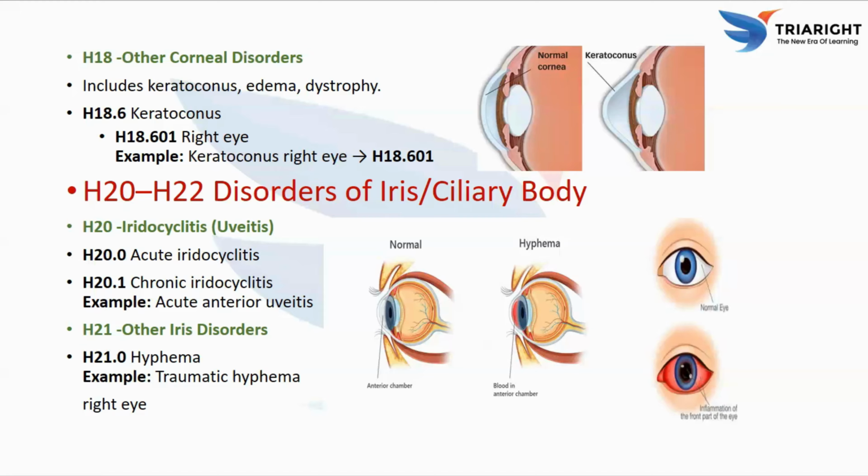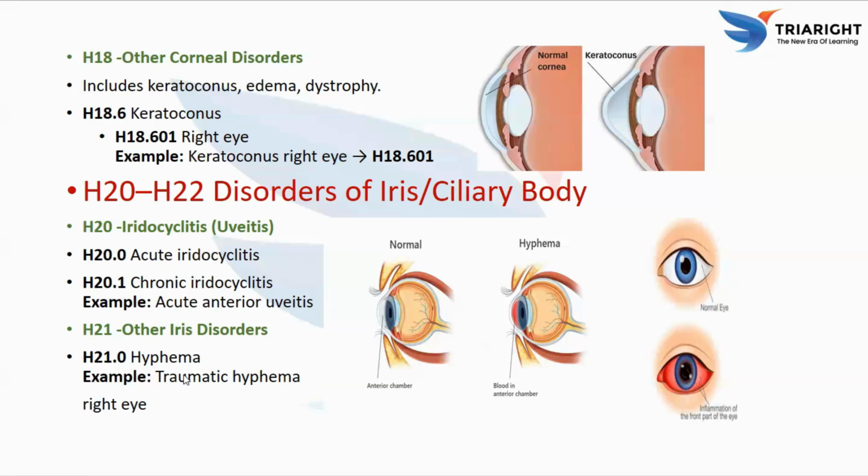So in the example, you can clearly see this. The normal eye has clear structures and there is no redness. Whereas in the inflamed eye, you can see the redness around the iris and pain and tearing and also sensitivity to light. So you can see this inflamed iris area in the diagram clearly, which is the inflammation of the front part of the eye.